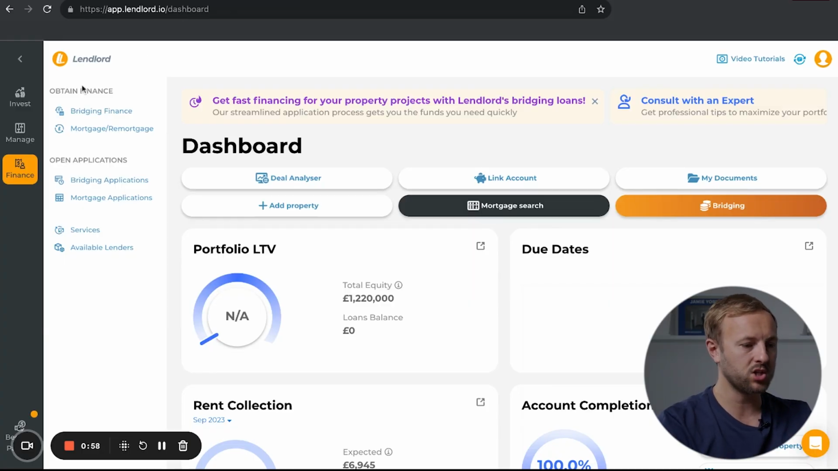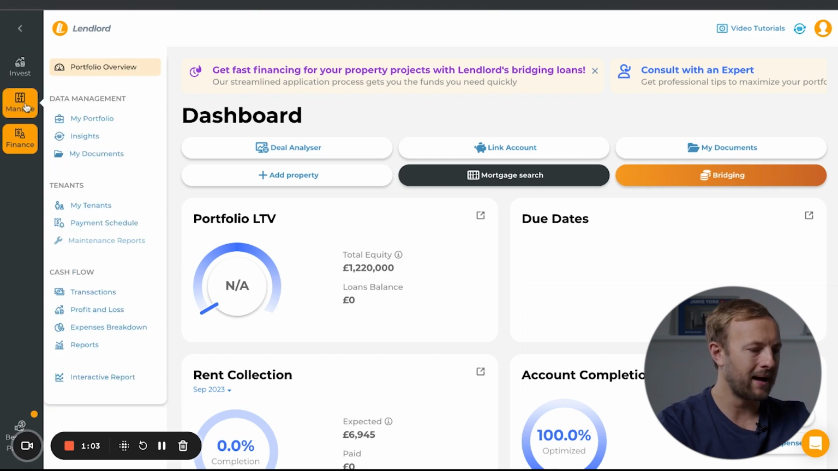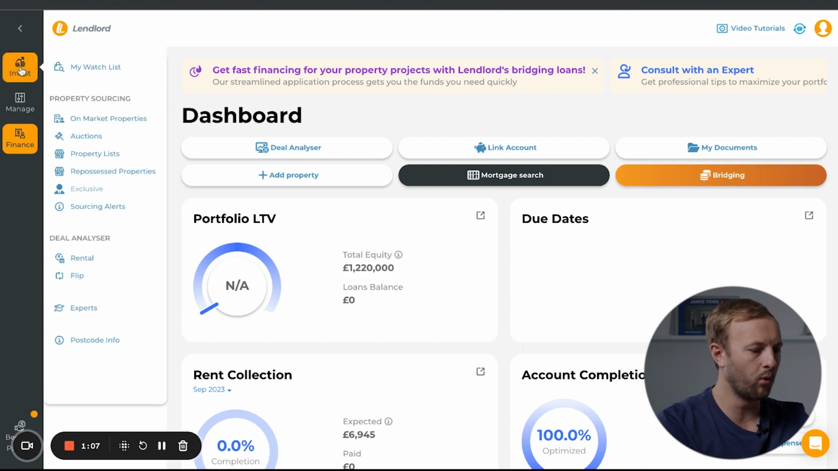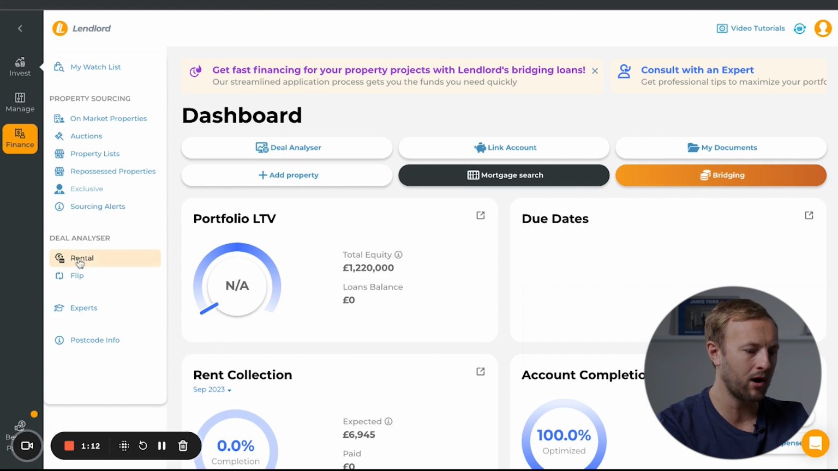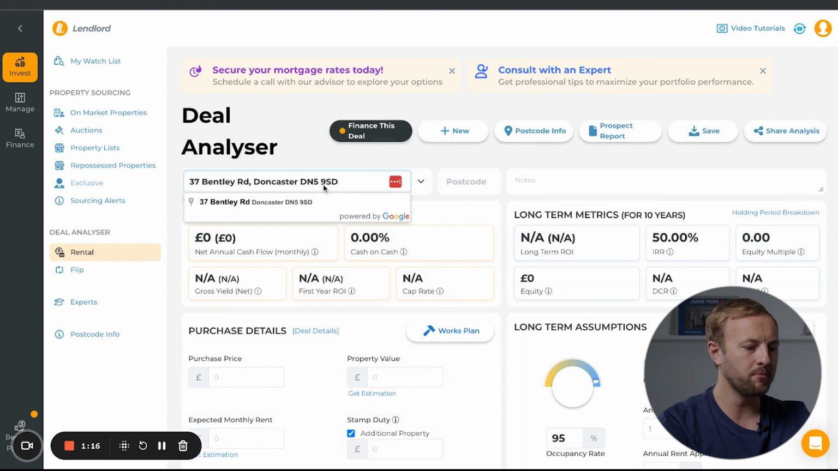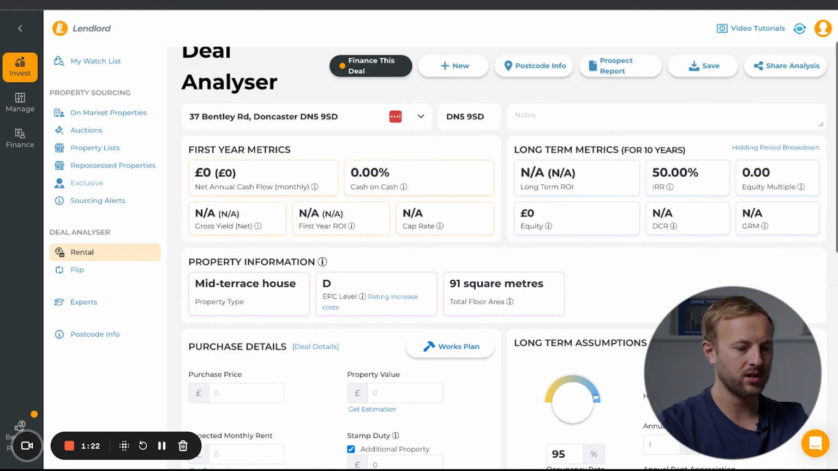So let's look at this. You can see the Lendlord. This is the original dashboard. You've got invest, manage, and finance. It's an absolutely end-to-end tool. It's incredible. But what we're going to do is go on invest, go down the tabs to the rental deal analyzer. And you're going to see what I'm talking about. So I'm going to put in this example, which is 37 Bentley Road in Doncaster, or Donny, as you say.